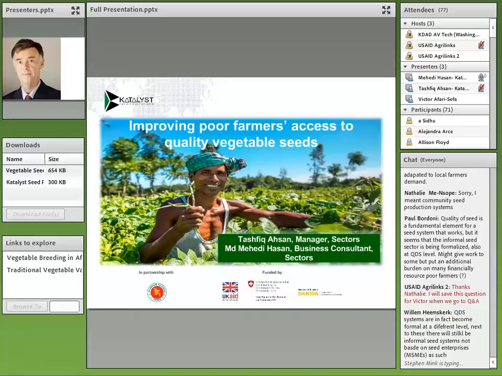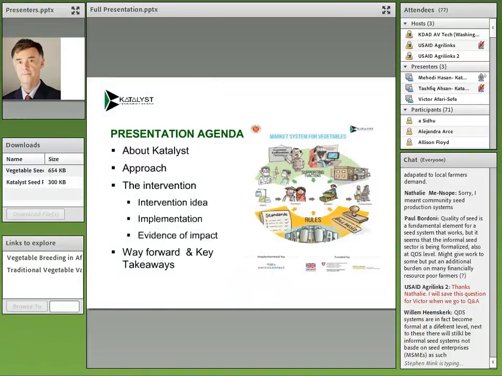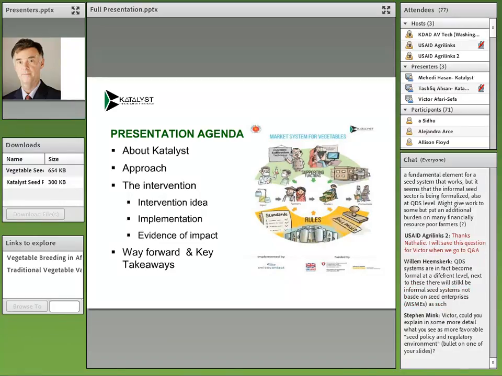I will be presenting, and Tashfiq Hassan will be more active in the question and answer session. Okay, this is our presentation agenda. First of all, we'll talk a little about our project and approach, and then we'll go to the intervention area, and then finally we'll talk about the way forward and key takeaways from this presentation.